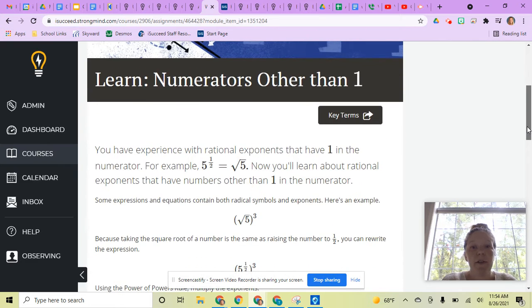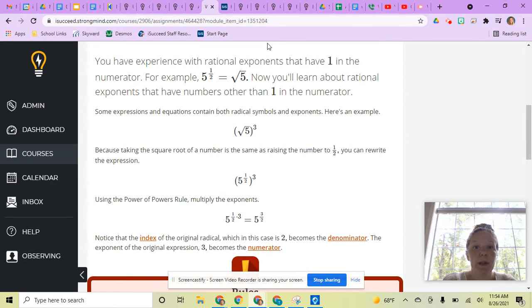So, numerators other than 1. You have experience with rational exponents that have 1 in their numerator. For example, 5 to the 1/2 equals the square root of 5. This is what we did in the previous lesson. Now you'll learn about exponents that have numbers other than 1 in the numerator.